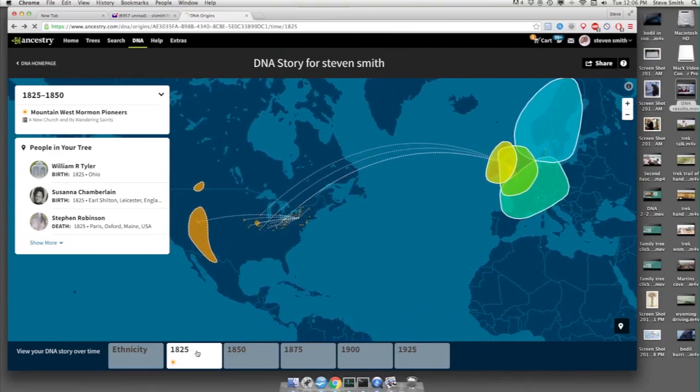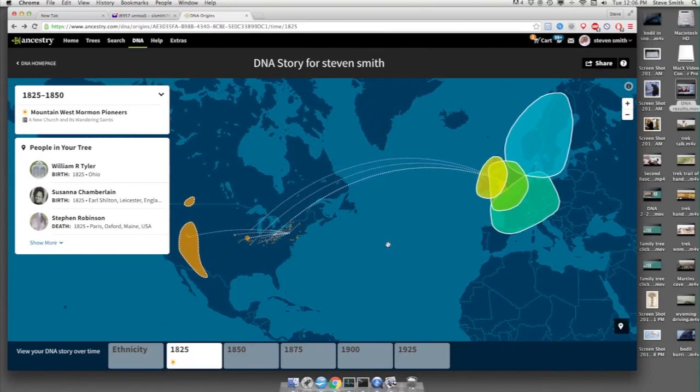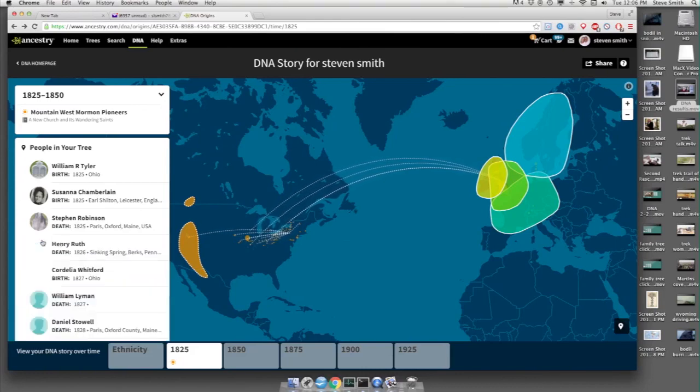But I still want to go back further in history. I'm kind of confused about how all that works. I recognize Susan Chamberlain. She's like a great-great-grandmother. She came from England, a Mormon pioneer ancestor. These Robinsons, they were handcart pioneers.